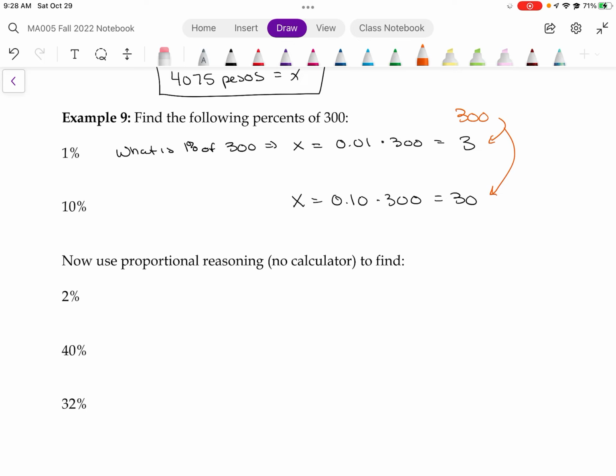So 1%, you just move the decimal point back 2 places to get to 3, right? 1% of 300 is 3. Then, if you want 10%, you just move back 1 place. So finding 10%, you only move back 1 decimal place. And for 1%, you're going to move back 2 decimal places.